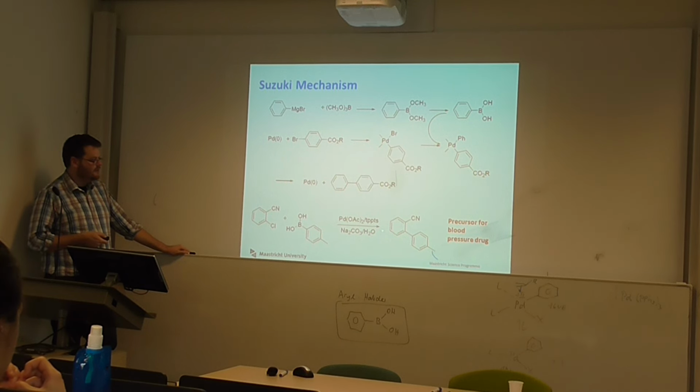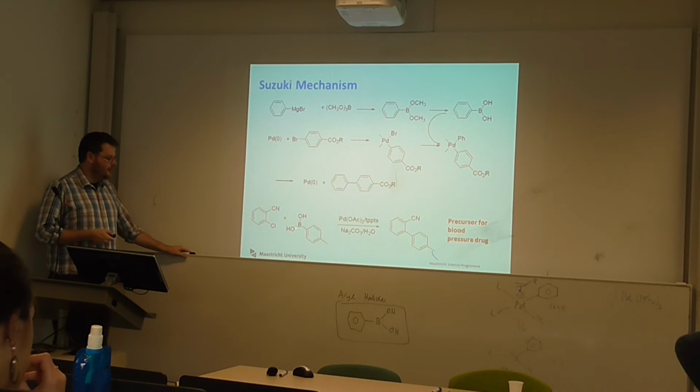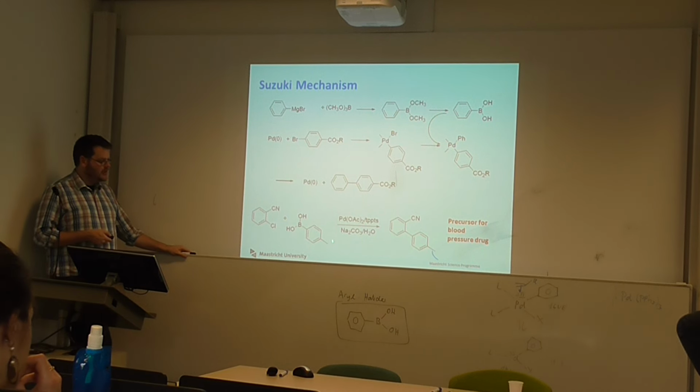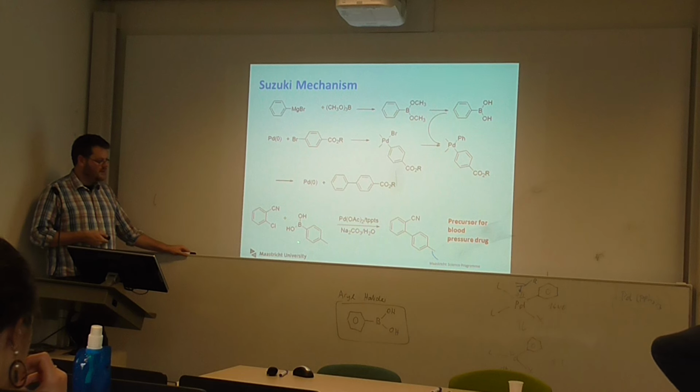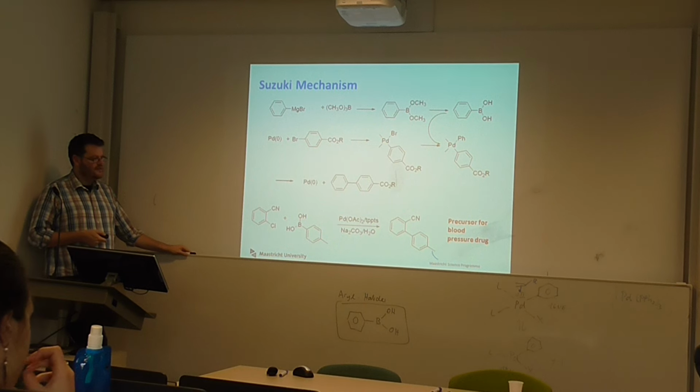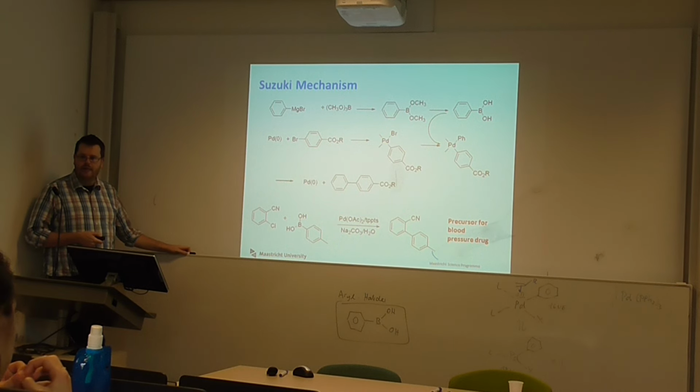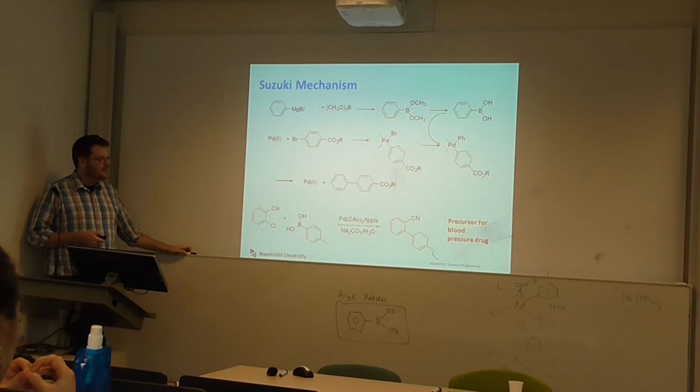Here is a very simple example. Check this out. Here I've got a typical Suzuki coupling between this boron-containing reagent and this aryl halide, and it forms this nice C-C coupled aryl product here, which is in fact a precursor for a blood pressure agent. So this is a very important process.